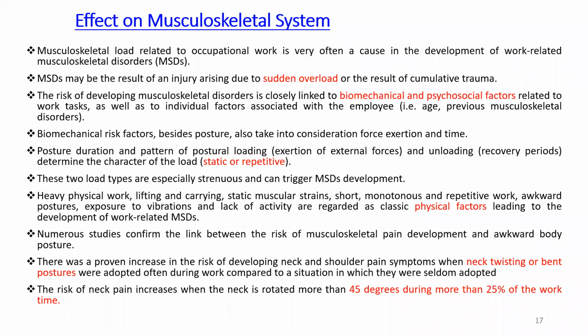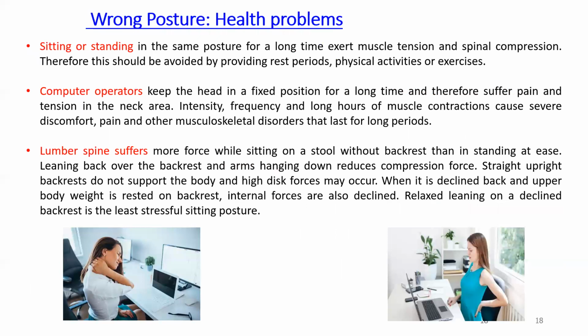So we have to study all these things, why these complaints are there, and we have to go for root cause analysis, and then we have to modify and rectify some of the designs. That is the main purpose of ergonomics. So the risk of neck pain increases when the neck is rotated more than 45 degrees. So if you are going to move your neck beyond 45 degrees during more than 25% of the work time, then you are at more risk than normal. So these are the various effects on the musculoskeletal system.